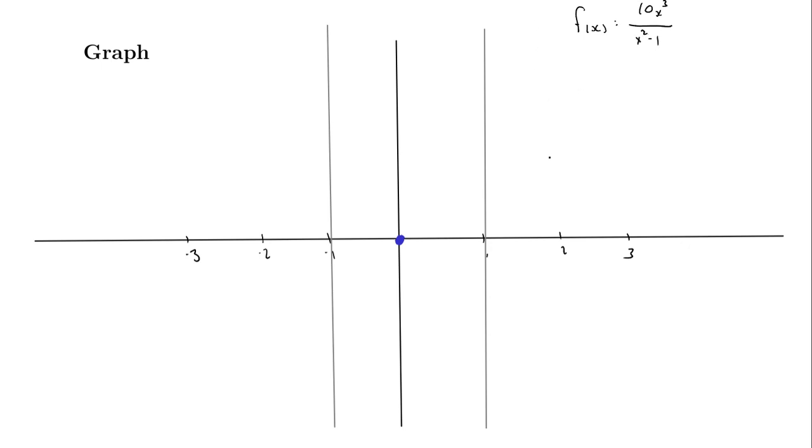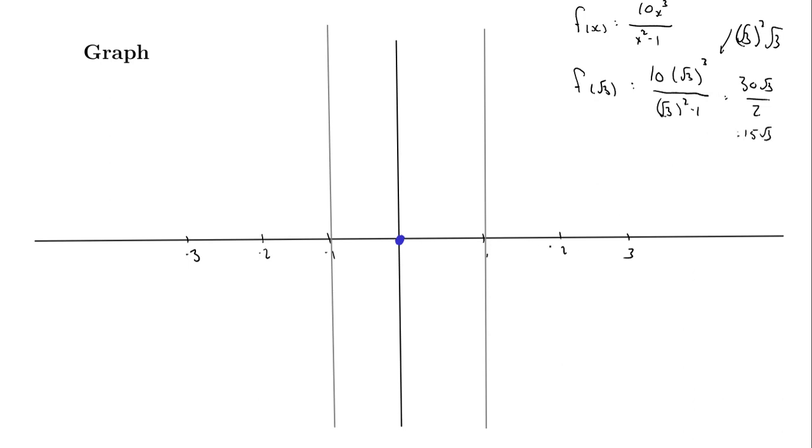So if we want to take a look at what's happening at root 3, we can say f of root 3 is 10 times root 3 cubed over root 3 squared minus 1. Now, root 3 cubed is really root 3 squared times root 3. So that's going to be 3 times root 3. So this is 30 root 3 on the top over 3 minus 1. That's 2. So this is 15 root 3. Oops, let me fix that. There we go.